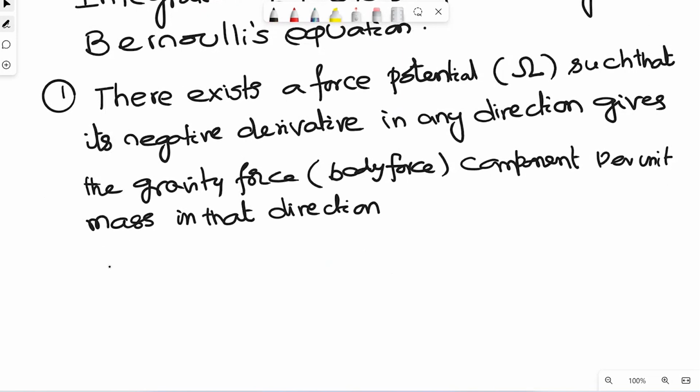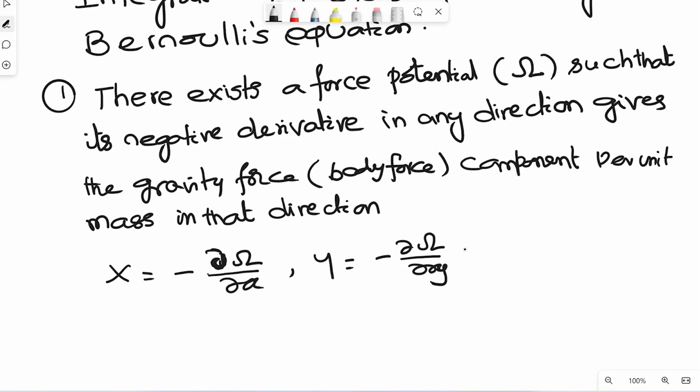So what it indicates, X is equal to minus dou of force potential by dou x. Similarly, Y is equal to minus dou force potential by dou y. And Z is equal to minus dou force potential by dou z. This is purely made from the angle that we want to represent X, Y, Z also in terms of a differential.